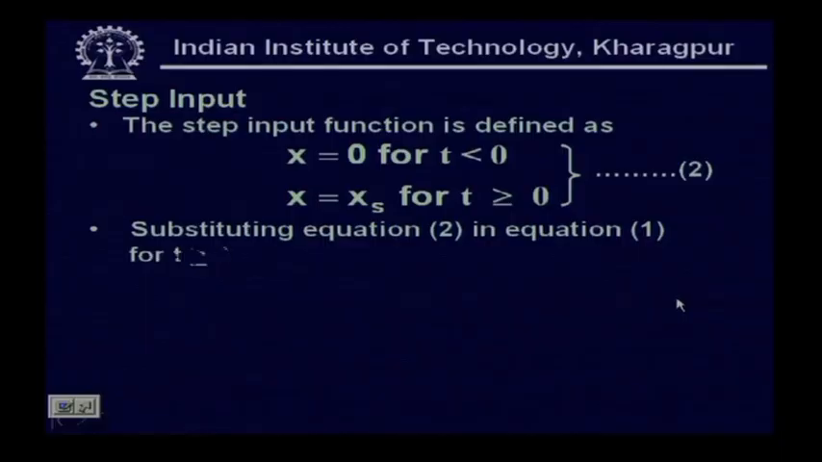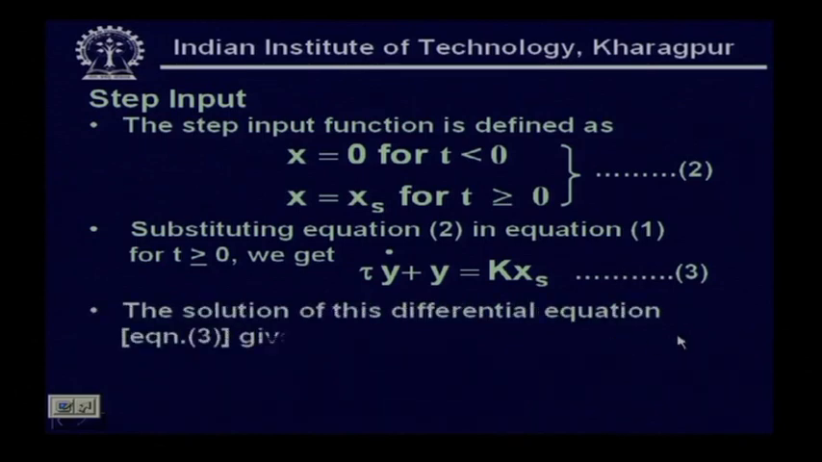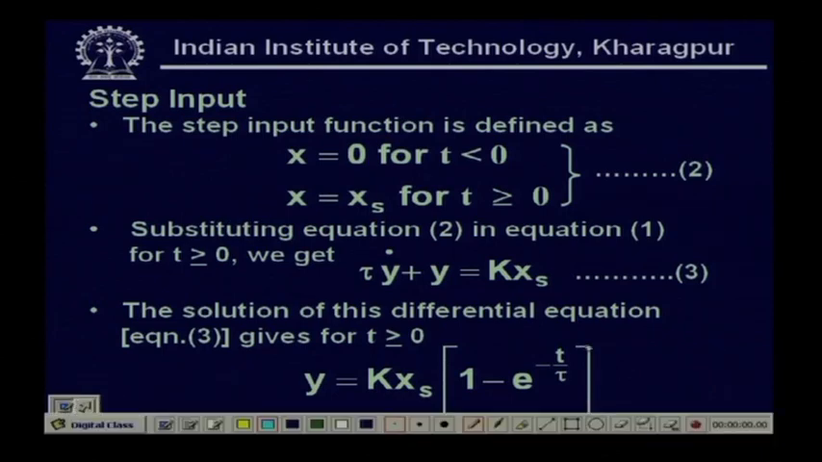Now, substituting equation 2 in equation 1 for t greater than or equal to 0, we get tau y dot plus y equals k x s. I have given this equation number 3. The solution of this differential equation, equation 3, for t greater than or equal to 0 is y equals k x s times 1 minus e to the power minus t by tau. Look at this very carefully: e to the power minus t by tau. These are terms of significance, the meaning of this, and k x s.